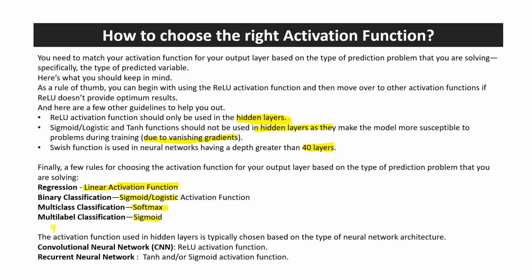In the case of YOLO, the activation function used in the hidden layer is typically chosen based on the type of neural network architecture. For a convolutional neural network, use the ReLU activation function. If it's not giving you the optimal value, you can go for further ReLU variants like ELU, SELU, GELU. For a recurrent neural network, you can use the Tanh or sigmoid activation function, because the architecture is not like a convolutional neural network.